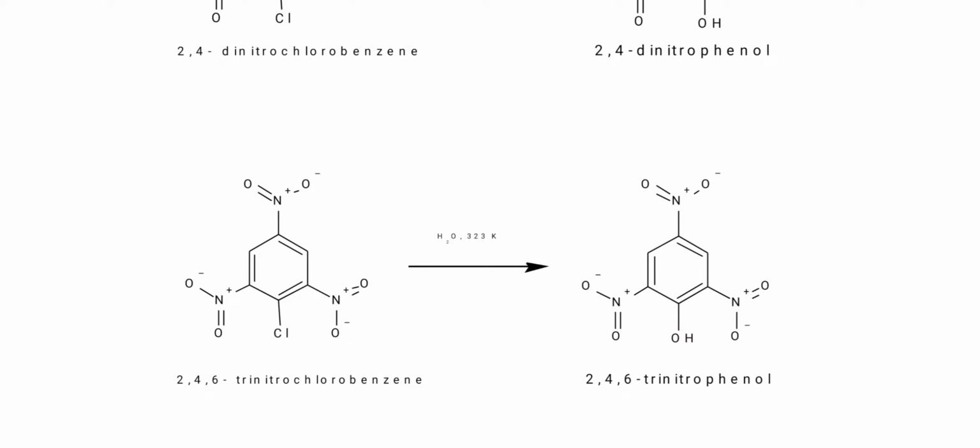Similarly, in this third case there are 3 nitro groups present at these positions in the chlorobenzene. This is basically called 2,4,6-trinitrochlorobenzene, and it requires very dilute conditions of hydrolysis to get converted into 2,4,6-trinitrophenol. So from these 3 reactions we can easily conclude that as the number of electron withdrawing groups increases, there is more leniency of the reaction, that is less and less drastic conditions will be required by the reactant to get converted into the product.